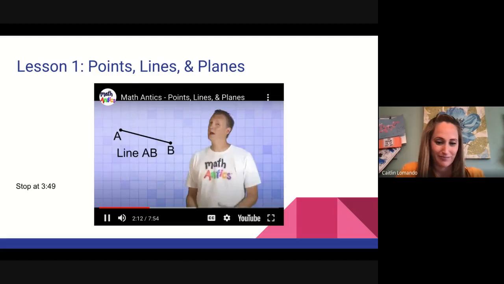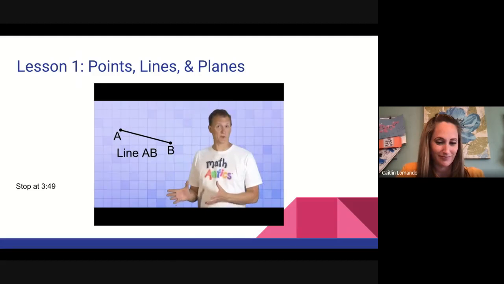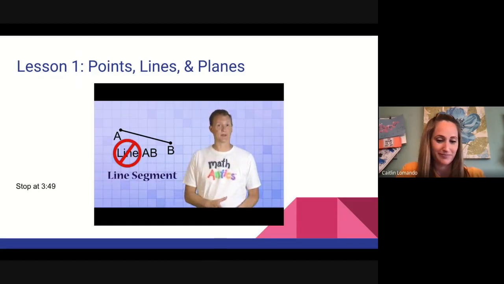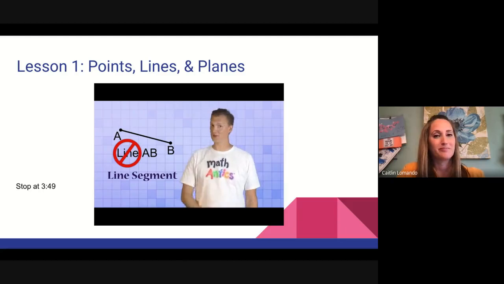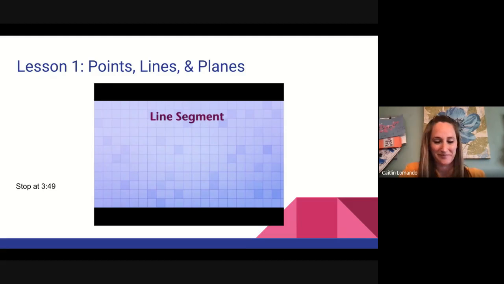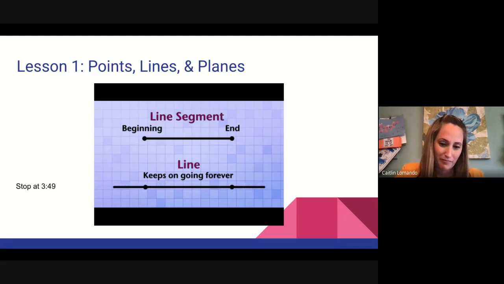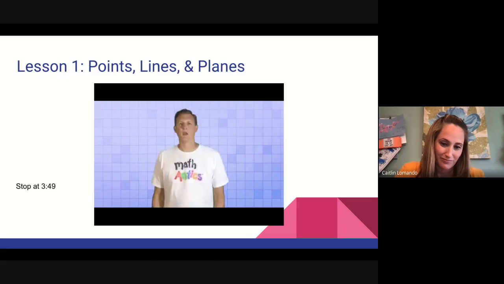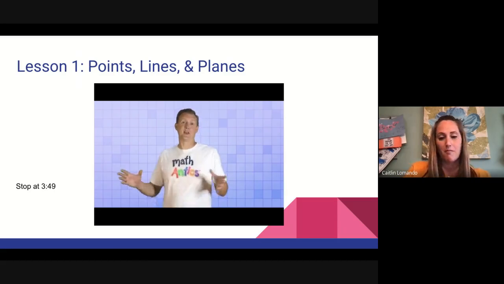B. But technically, this isn't really a line. It's a line segment. What's the difference, you ask? That's a good question. A line segment has a beginning and an end. It starts at one point in space and it ends at another. A line, on the other hand, just keeps on going in either direction forever, just like the number line keeps on going forever. Well, at least we imagine that it goes on forever.